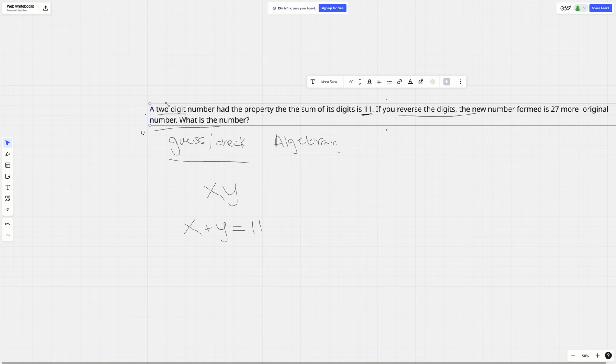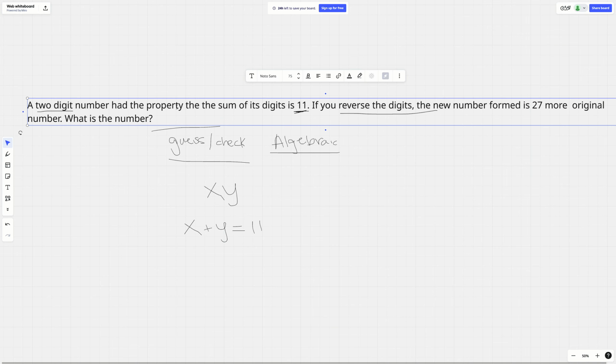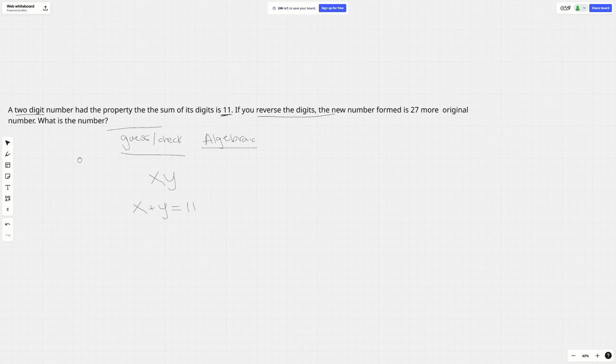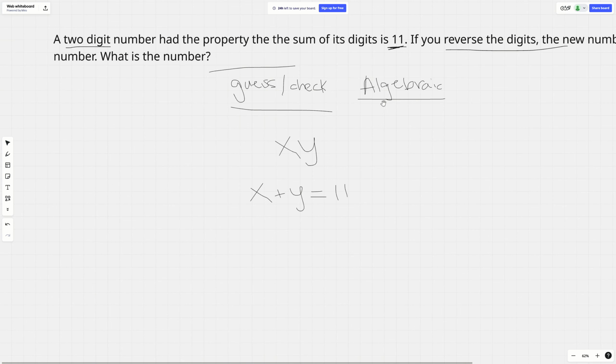That's just a quick summary of that problem. Nothing very unique about that. Now, we understand that if we reverse the digits of xy, our resulting value is 27 greater than our initial value. Okay, so what can we really do about that?